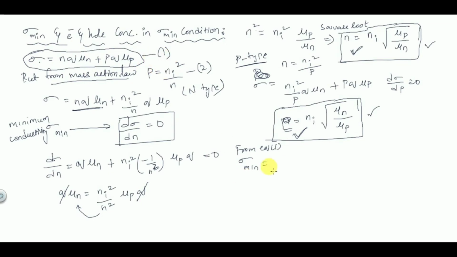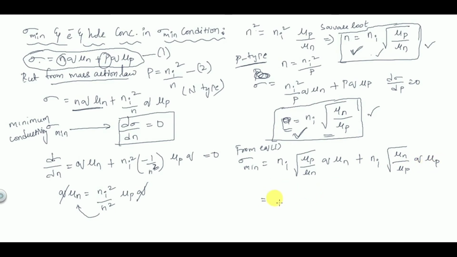So from 1, sigma minimum, that is minimum conductivity, is given by: what is n? n is given by ni into root of mu p by mu n, into q into mu n, plus, now this is p. So what is p again? From here it is ni into root of mu n by mu p, into q mu p.